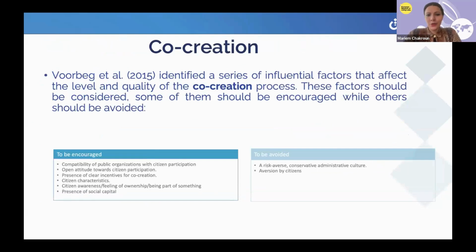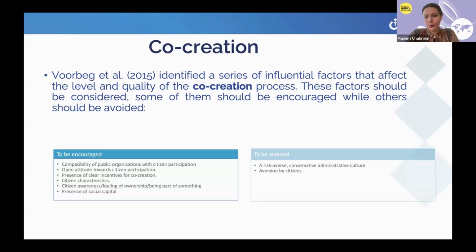Warburg identified a series of influential factors that affect the level of quality of the co-creation process. And here on the screen, you can see many of them. The ones to be encouraged are the compatibility between public organization and citizen participation, the open attitude, the presence of clear incentives for co-creation, of course, the citizen awareness and this feeling of ownership and being part of the change, and also the presence of social capital.